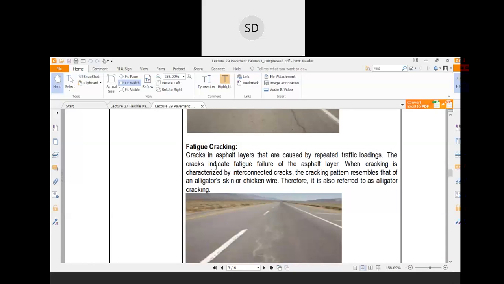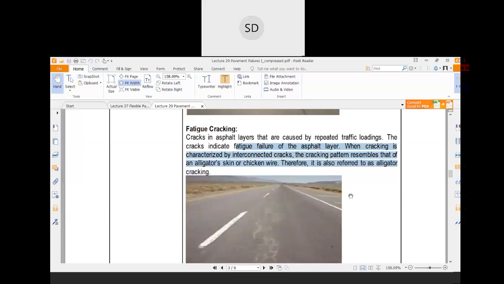Then fatigue cracking. Cracks in asphalt layers that are caused by repeated traffic loading. So the longitudinal cracking is not associated with the loading condition, but the fatigue cracking is associated with the loading condition. So the crack indicates fatigue failure of the asphalt layer. When cracking is characterized by interconnected cracks, the cracking pattern resembles that of an alligator skin or chicken wire. Therefore, it is also referred to as alligator cracking.